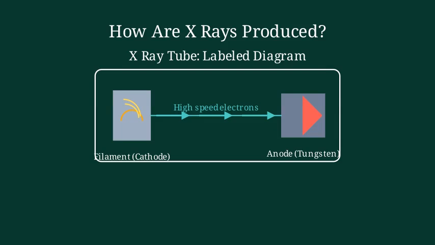Step 3. The electrons collide with the tungsten target. Most of the energy becomes heat. A small part becomes X-rays that shoot out from the target.